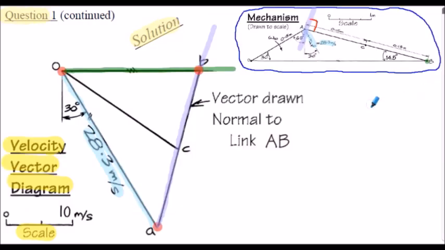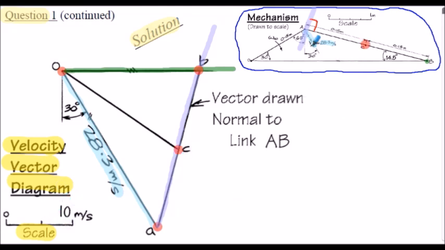Question one continued. Here's the velocity vector diagram. As with the example, we'll start with the tangential velocity of the crank. In this case, that's A relative to O. That's been calculated as 28.3 meters per second, so we draw that to scale on our diagram. We can then draw the tangential velocity to the conrod AB. And because the slider or the piston B moves horizontally, we can close our diagram with the horizontal vector OB. Again, you must choose a suitable scale to draw the velocity vector diagram so it fits neatly on your page.